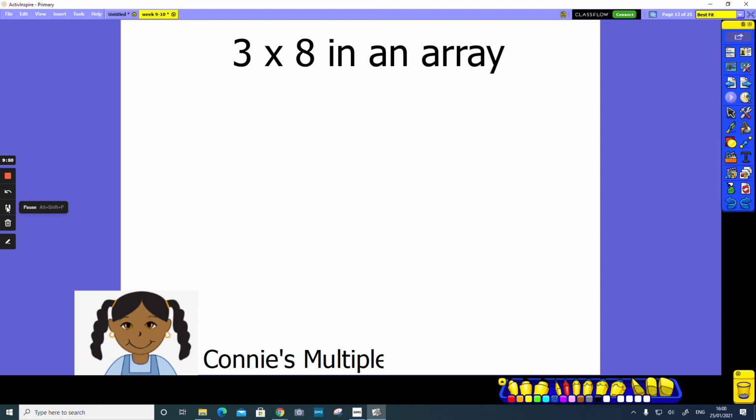3 times 8 in an array. Can you remember what an array is? It's a picture to represent a times table. Can you draw 3 times 8 in an array? Off you go. Press pause and press play when you're ready to check your answer.